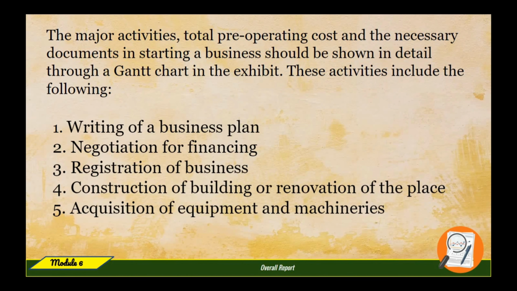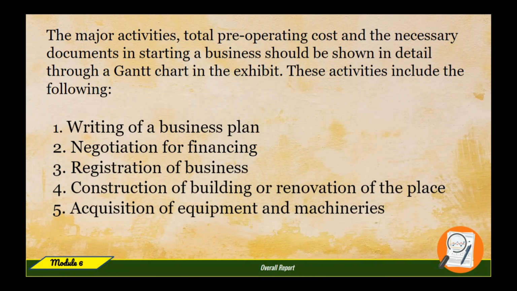So these activities include the following. Number one, you need to write a business plan. That's a very important part. Okay? The second one is negotiation for financing. Number three, registration of business. Okay? You need to have different licenses, aside from licenses, permits. You need to have permits and licenses for your business.